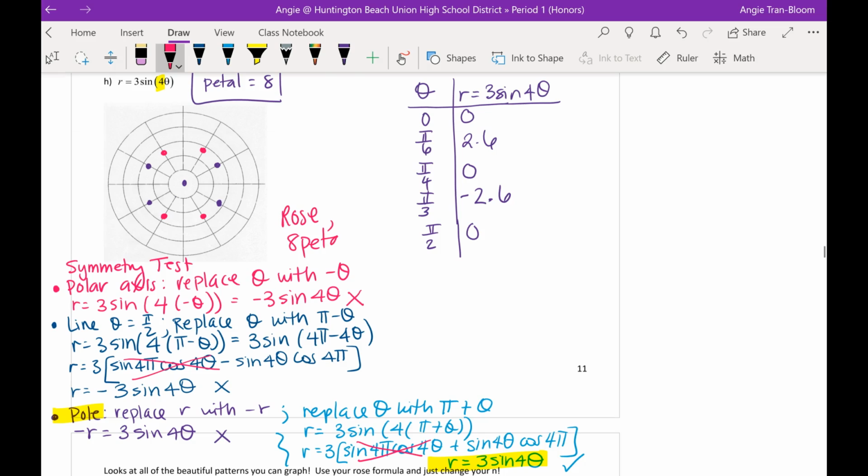True or false? Because based on our exploration, if n is even, the number of petals is always 2n, right? Double. I have 8. So technically, would you agree it might look like this? True or false? Something like this. Yes or no? Yeah.